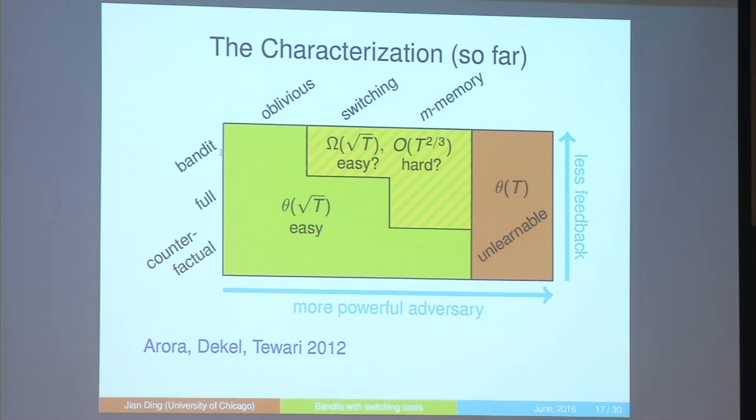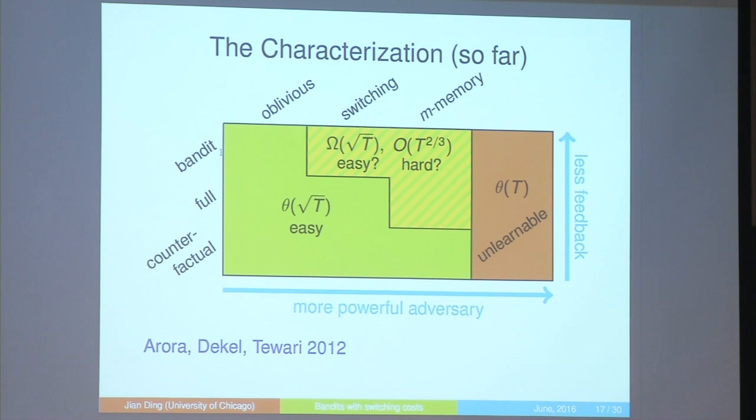If it's switching with bandit feedback, of course the square root of T lower bound still holds, by the example I gave at the very beginning. And what can you achieve by some algorithms? There is a work of Arora, Dekel, and Tewari, which gives you a very simple algorithm that achieves a T to the 2/3 upper bound. I will describe the algorithm in a moment.